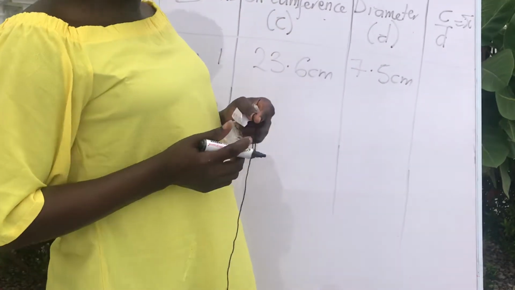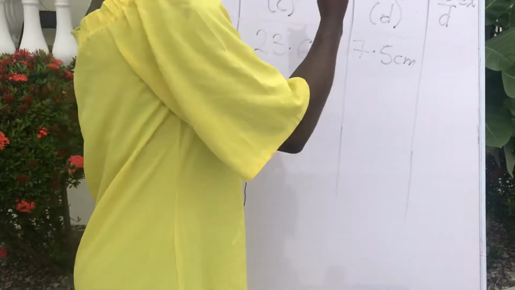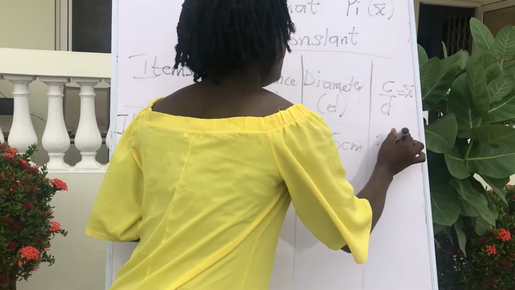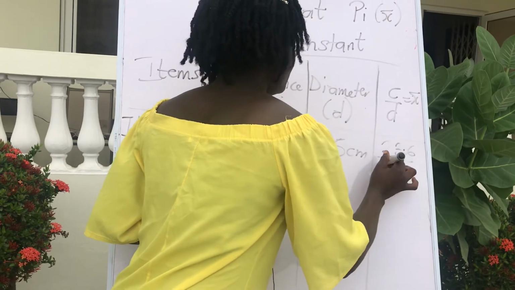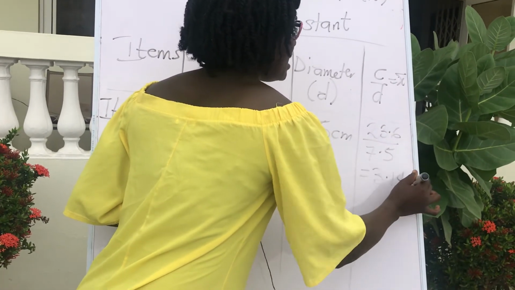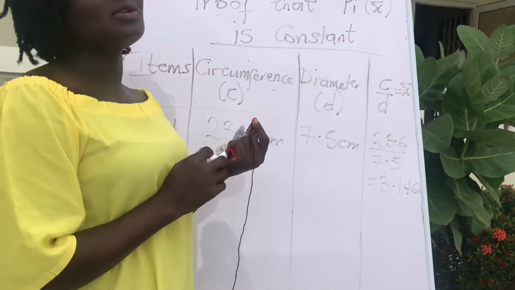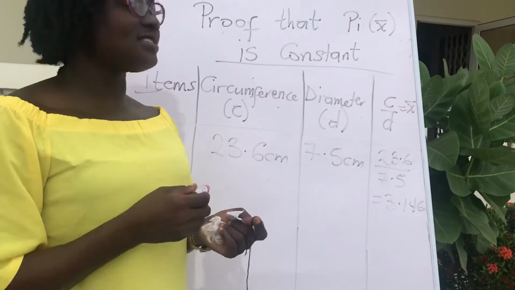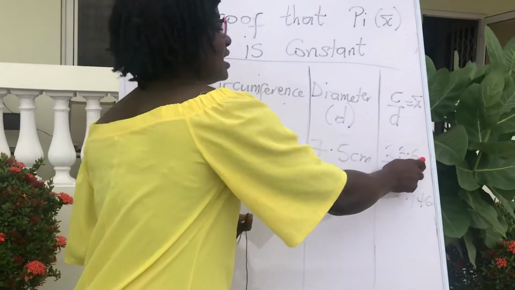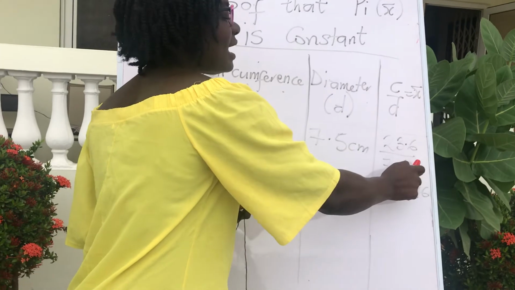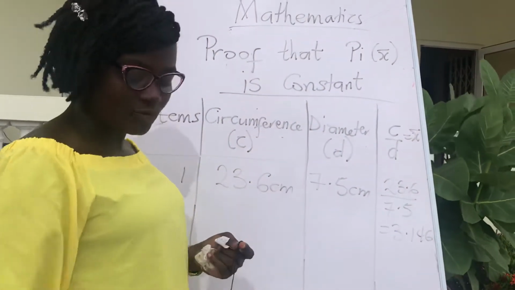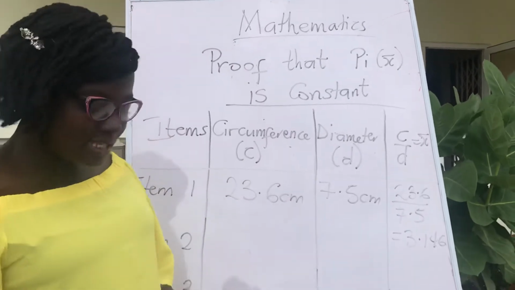Then after that, we divide the circumference by the diameter. And that is giving me 3.146. There is no SI unit in it because a centimeter dividing another centimeter will cancel out. Good. Then we pick item number 2.